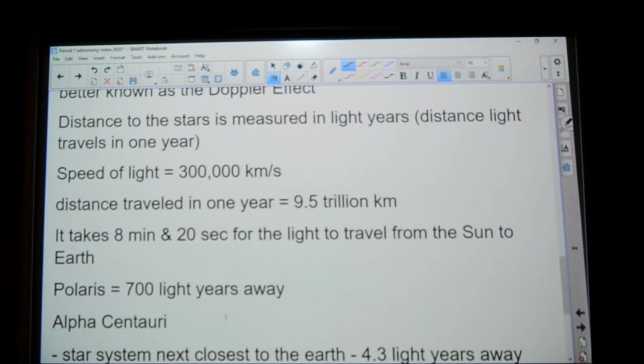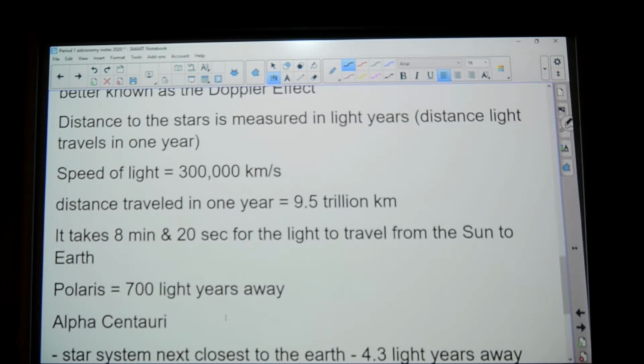So if you're looking at our sun right now, you're looking outside, the sun is out. The sun that you currently see right now took 8 minutes and 20 seconds to get here. So it left 8 minutes and 20 seconds ago. Polaris, remember, Polaris is at the end of the handle of the Little Dipper. That one, the light that you see tonight, left 700 years ago.